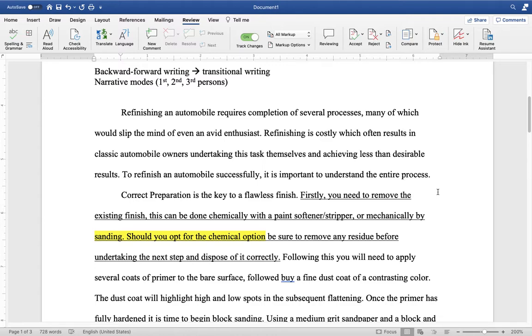Okay, so a few notes I have about this introduction. My first question is, what's refinishing? I have no idea. I actually had to look it up. I know about refinishing furniture, so I think refinishing is like redoing the painting. But the writer does not explain what it is in the introduction, so that needs to be done.